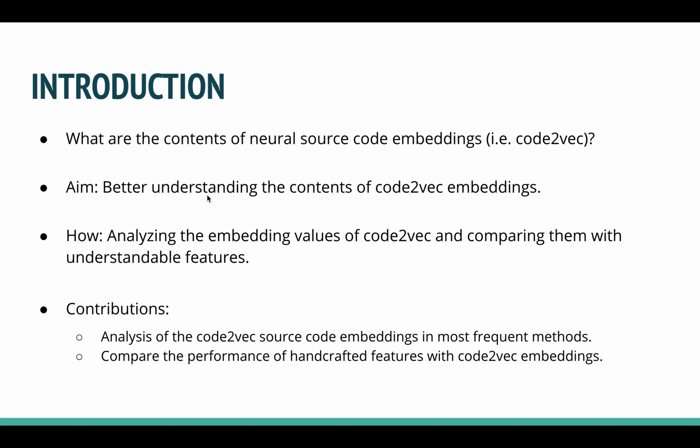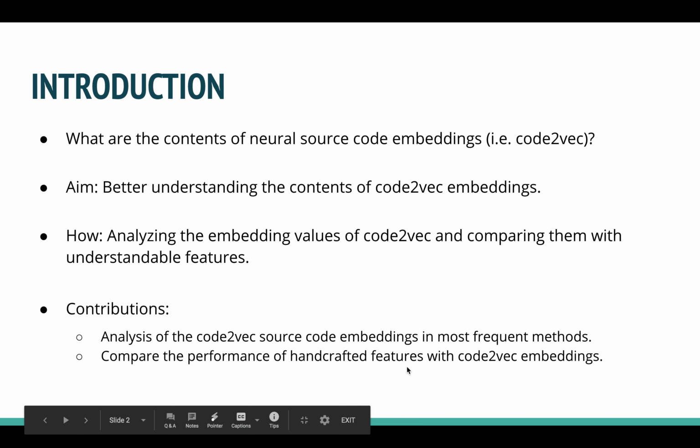In this paper, we aim to better understand the contents of code2vec neural source code embeddings. In particular, we analyze the embedding values of code2vec in most frequent methods and compare them with understandable handcrafted features. Our results suggest that the handcrafted features can perform very close to the highly dimensional code2vec embeddings. This paper makes the following contributions: analysis of the code2vec source code embeddings in most frequent methods, and comparing the performance of handcrafted features with code2vec embeddings.